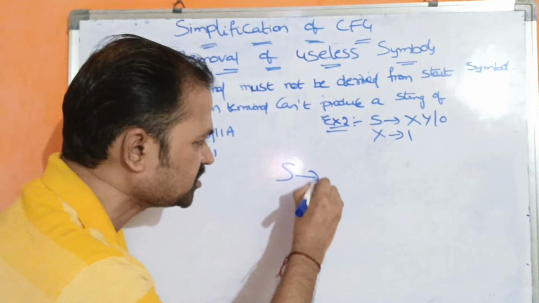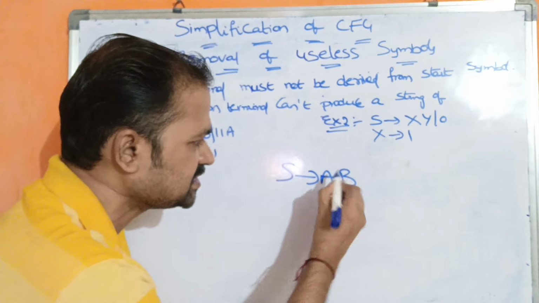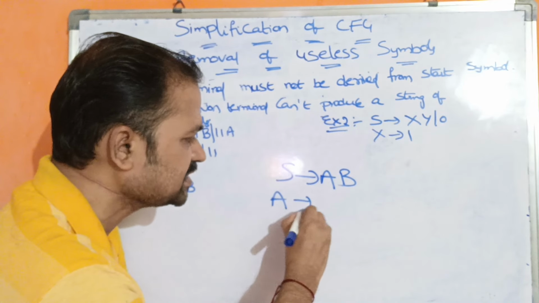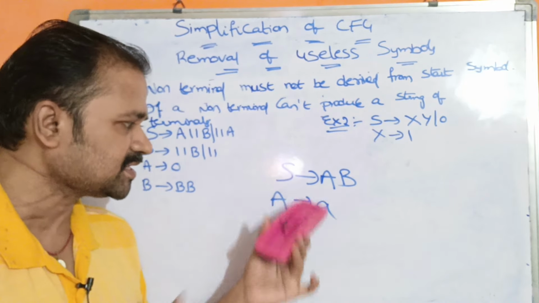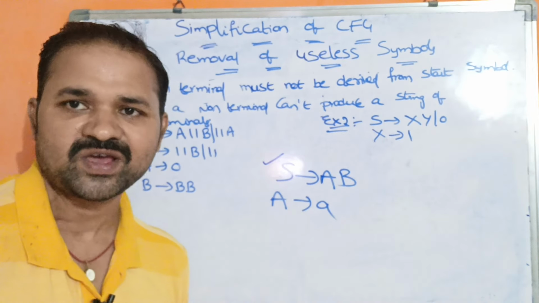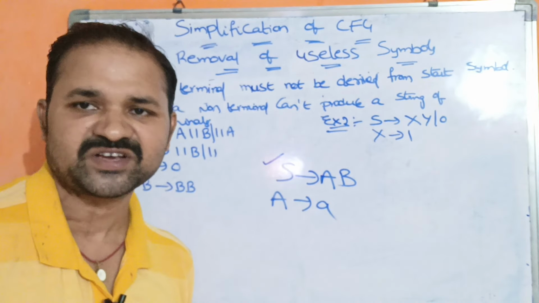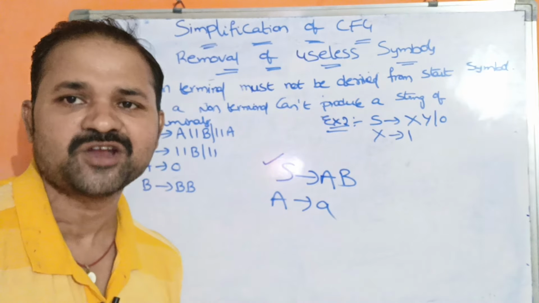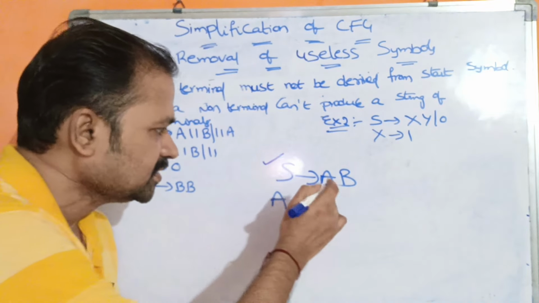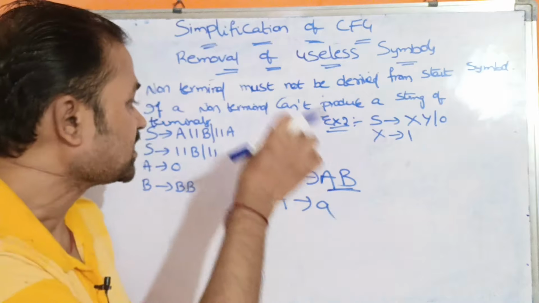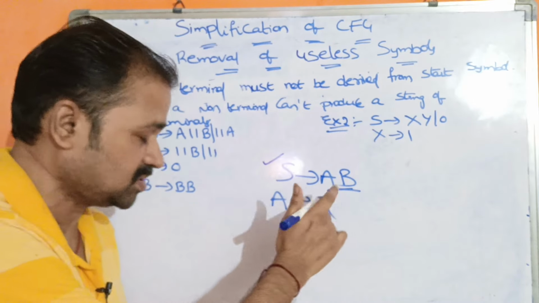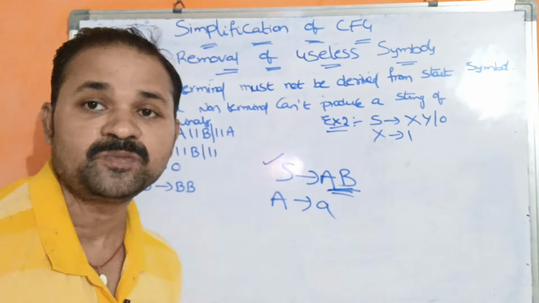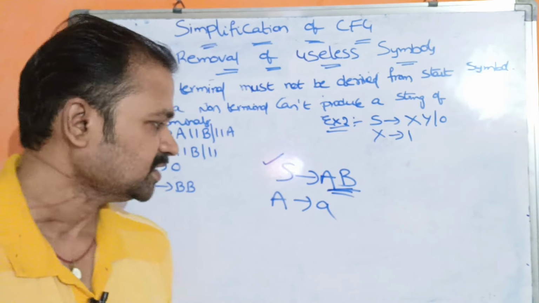Let's say we have productions like this. S produces AB, A produces A. Here the start symbol is S. Why? Because the start symbol means the left-hand side non-terminal of the first production. So here the non-terminals must be derived from the start symbol; non-terminals that are not derived from the start symbol are useless.